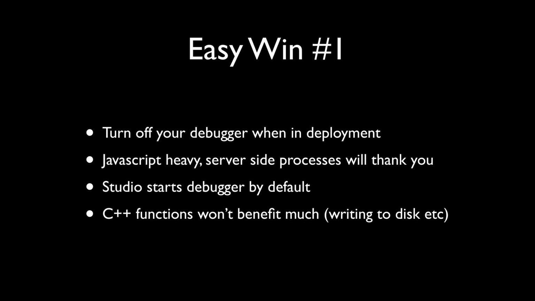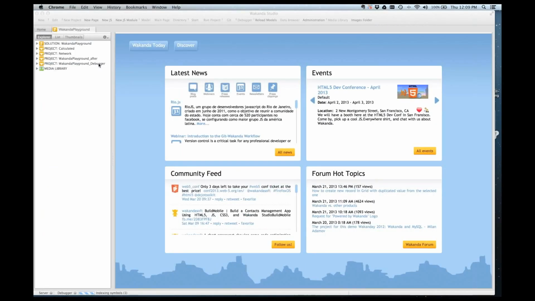So reading, writing to the data store, you won't see as much of a difference because those are C++ actions. But when you're doing processes in JavaScript, you'll see a big difference. Studio starts debugger by default. So if you are launching it on your server through Studio, you want to watch that. It makes sense in the scope of Studio to start the debugger by default because we're assuming that you're developing the application. So let me show you an example of the kind of performance gains you can get with this.